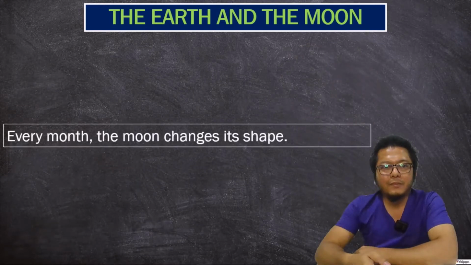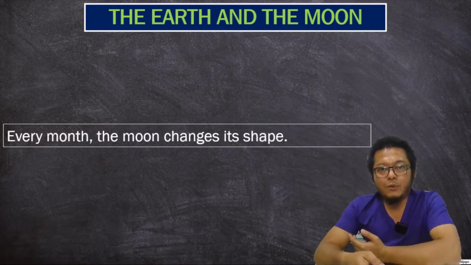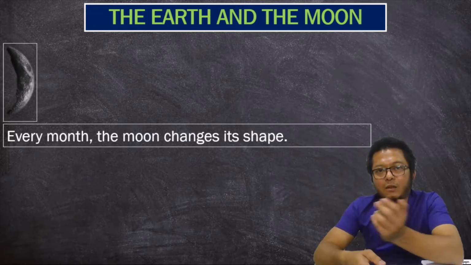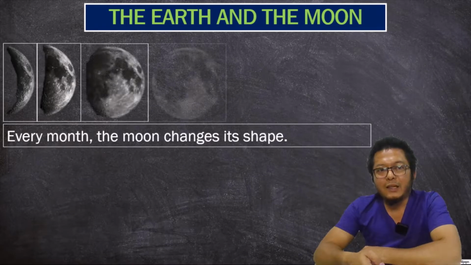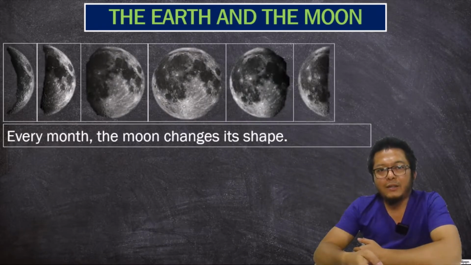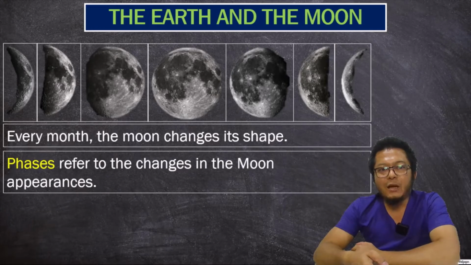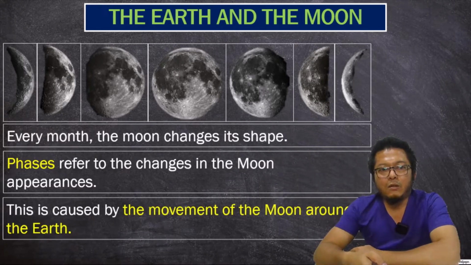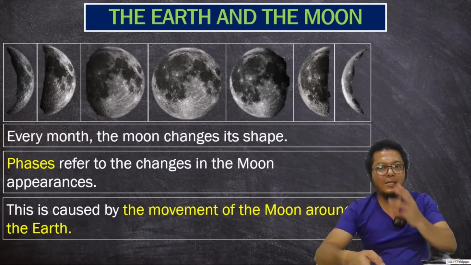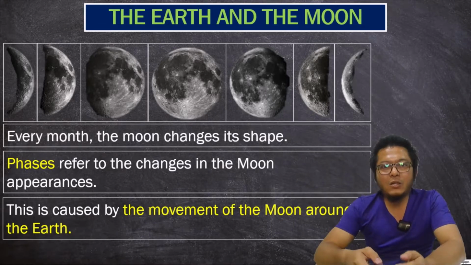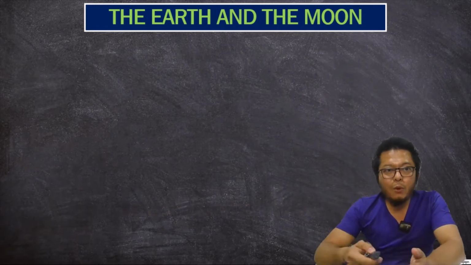Now every month the moon changes its shape. Maybe you don't notice, or maybe sometimes you do notice, but it's more or less like this. It starts with something like this, and this, and this, and the round moon, and so on. So every month the moon changes its shape. Phases refer to the changes in the moon's appearance. This is caused by the movement of the moon around the earth. The changes we see on the moon are called phases. Okay, let me explain more.